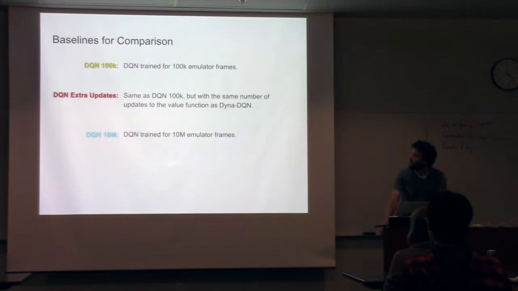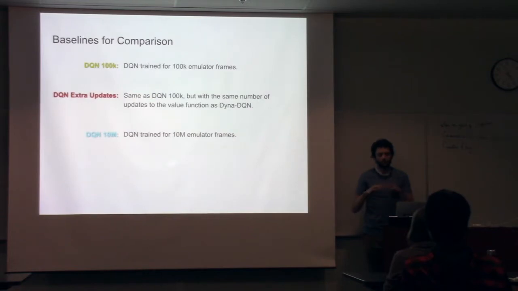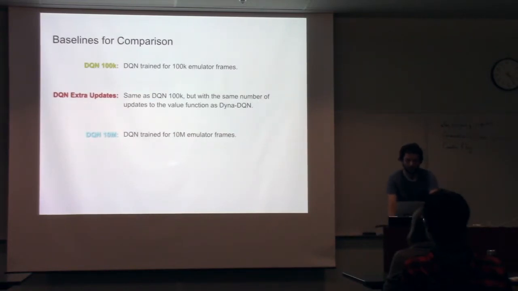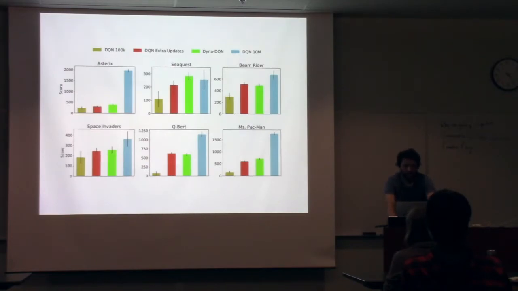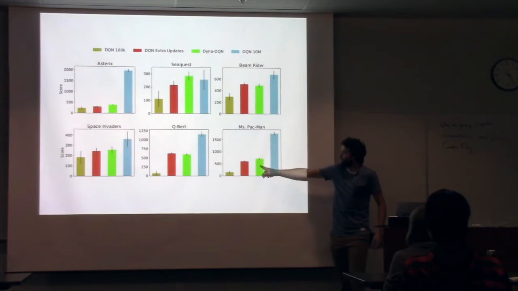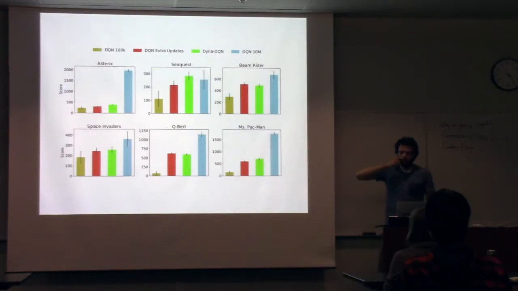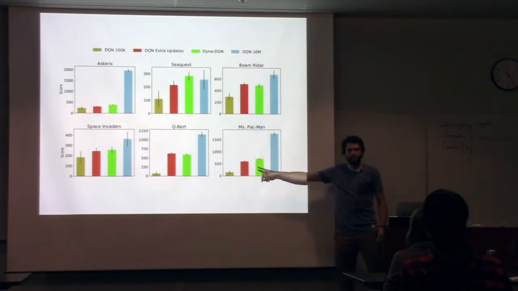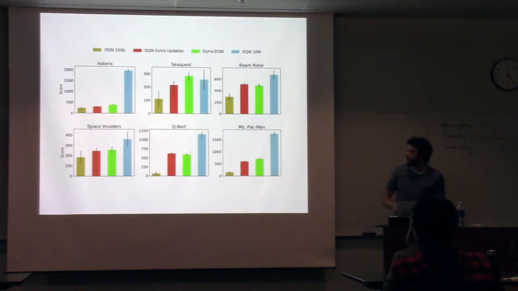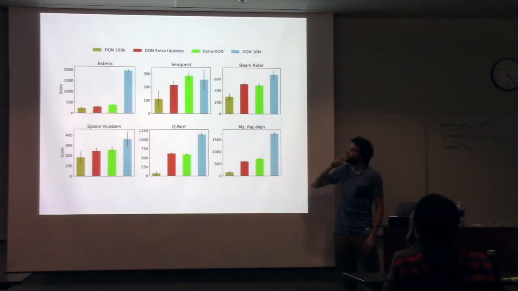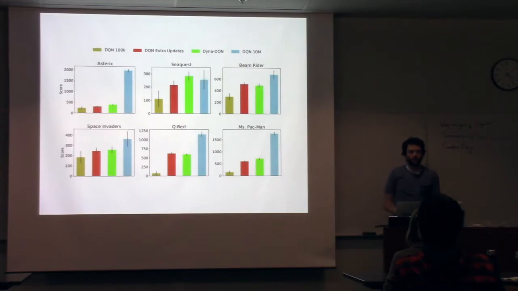And then the third baseline is DQN trained for 10 million frames. This allows us to compare DQN and Dyna-DQN with this equivalent amount of total experience. So we might hope that the experience generated with a perfect model would allow Dyna-DQN to perform similar to this third baseline. So here are the results. Dyna-DQN is the bright green bar. And we can see that in most cases, it doesn't do much better than the red bar, which is just doing extra updates with the experience you've already collected. And everywhere except for Seaquest, which is kind of an anomaly, it doesn't do nearly as well as DQN 10 million.